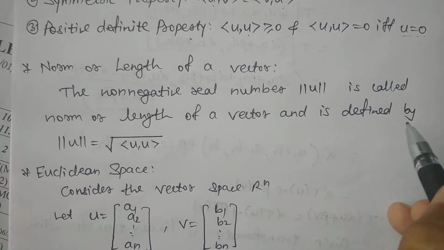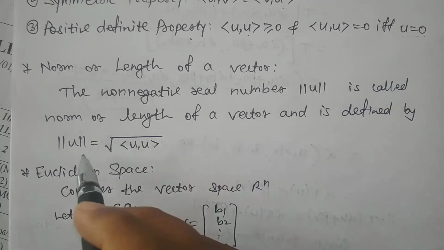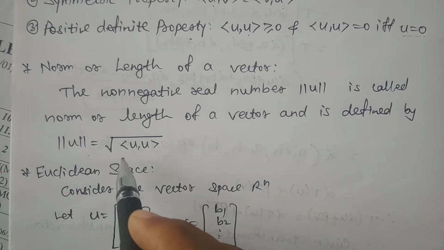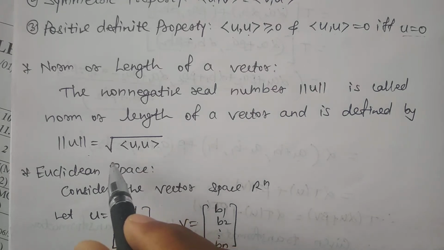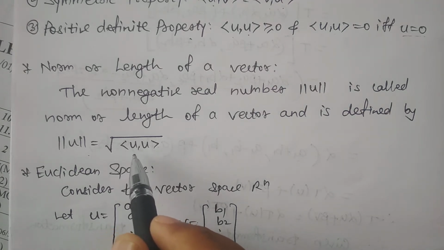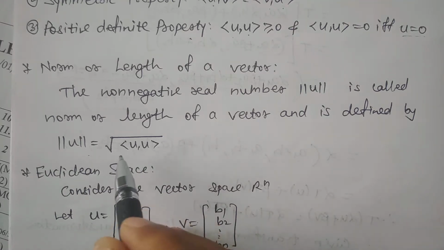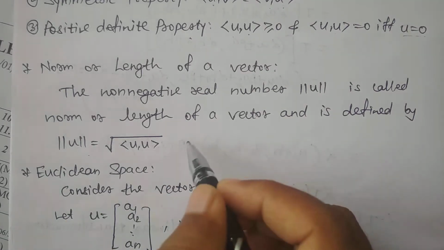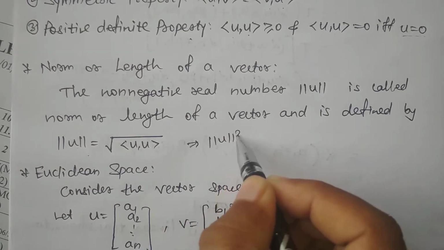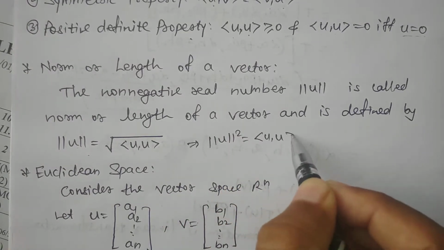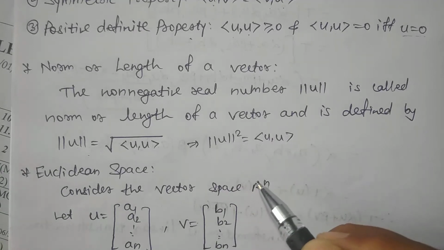The double modulus of u is read as norm u, and is called the norm or length of a vector. It is defined by norm u equals the square root of the inner product of (u, u). That means when you take the inner product of u with itself and take its root, we get the norm of u. So this implies norm of u squared is equal to the inner product of (u, u). That we have to use in the examples.